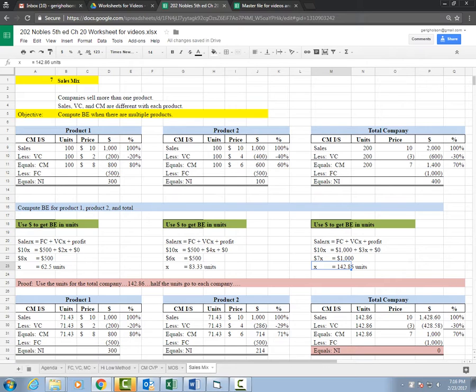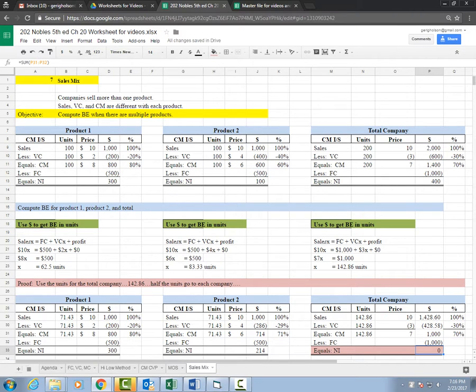Here's the catch where most people get confused. This part was relatively straightforward and easy. You just have to do the work. So we're going to prove that 142.86 is how many units we need to sell to break even and to get a 0 for our net income for the total company.